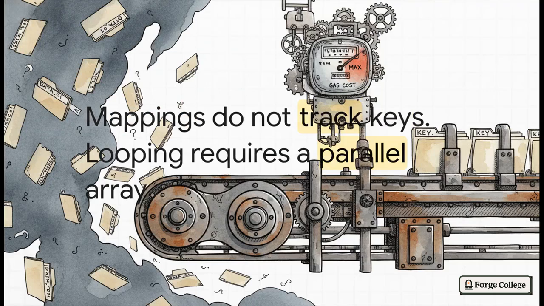Mistake number 2 takes us back to that forgetful filing cabinet. Mappings do not track their keys. If you absolutely need to enumerate or loop through your items, you can't do it with just a mapping. You have to maintain a parallel array. But beware, doing that is going to drastically increase your gas costs and your architectural complexity.